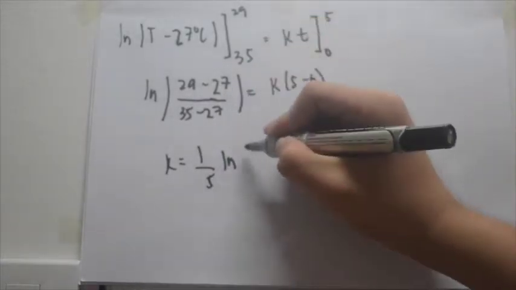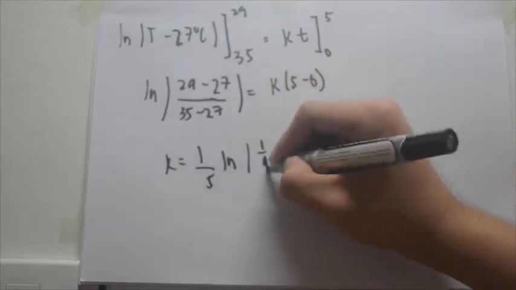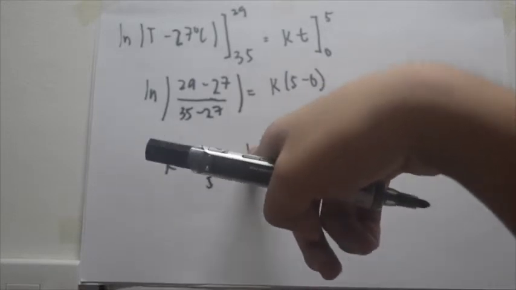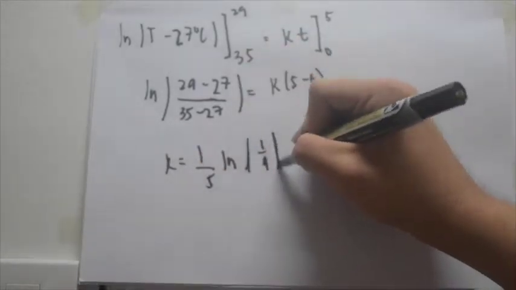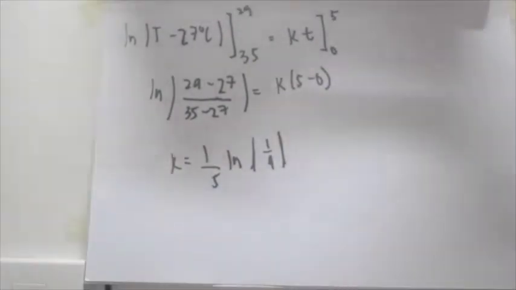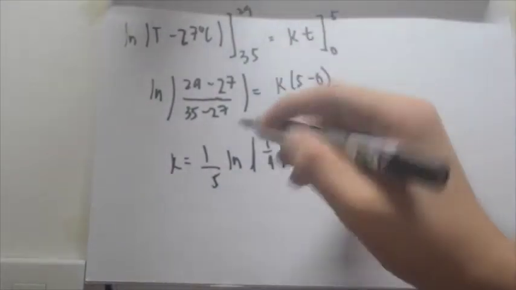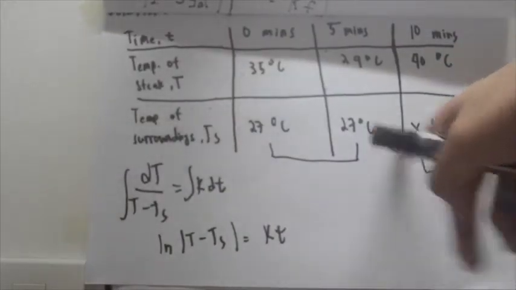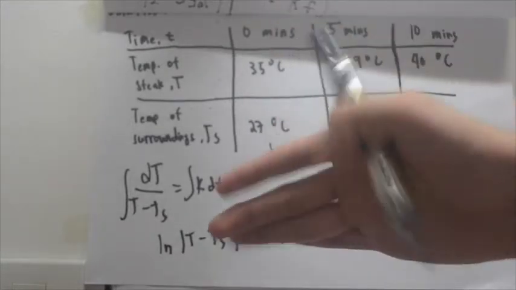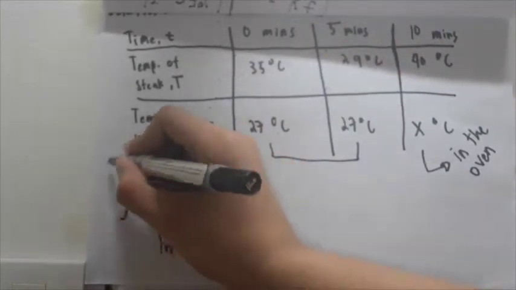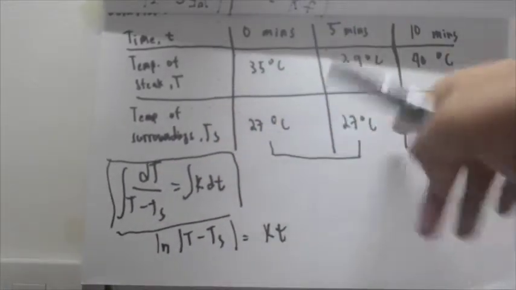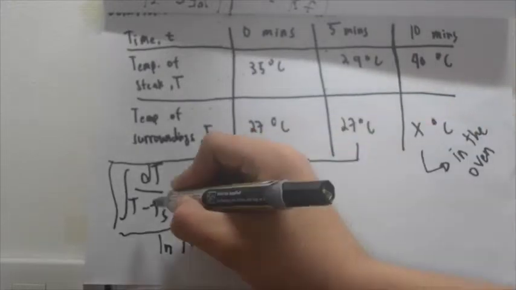of 1/4. This is actually the absolute value. Now, the only missing part is the x, which we need to find out. So, in the next steps, you need to use this formula again. This is very important. This formula, and input x in Ts.